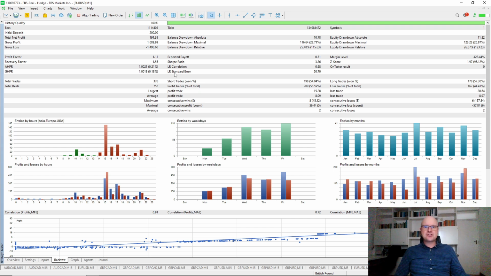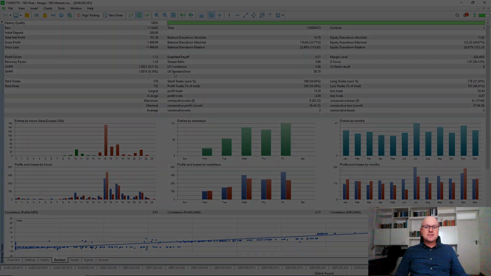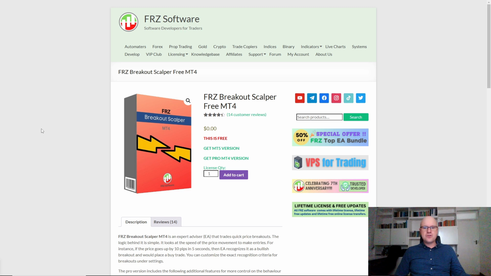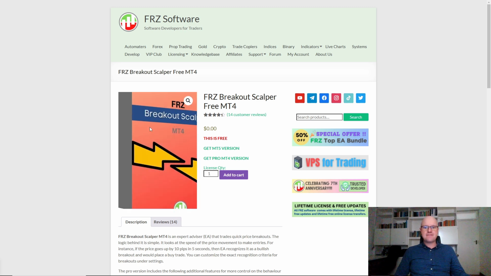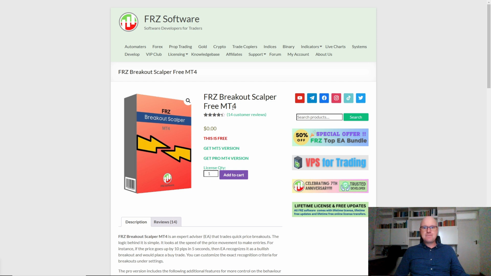Now, one of the next questions will be is how do I download the FRZ Breakout Scalper? Now, the FRZ Breakout Scalper is available for both MetaTrader 5 and MetaTrader 4, giving the opportunity for both new and experienced traders to test this trading robot. On top of this, they've also released a pro version that has additional functions and benefits, which we'll explore in a second. So you're going to head over to FRZ software, and I'll leave a link down in the video description so you can also take advantage of this profitable free trading robot.